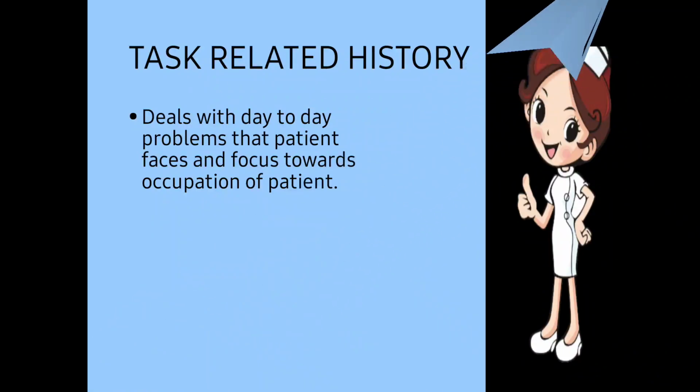Okay, next one is the task related history. We are supposed to ask the task related history of the patient, by which we will get to know whether he or she can deal with the day-to-day problems, focusing on the occupation of the patient. If he or she is doing any kind of work in life, can he or she do daily day-to-day activities or not? Okay, this is the purpose of asking the task related history.